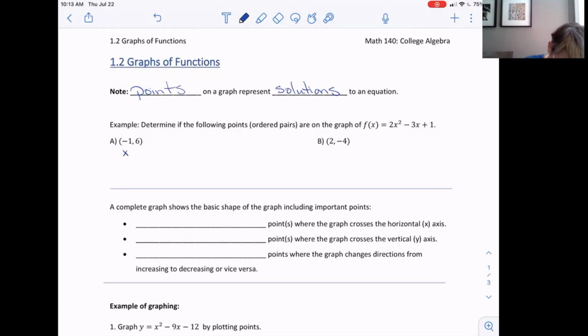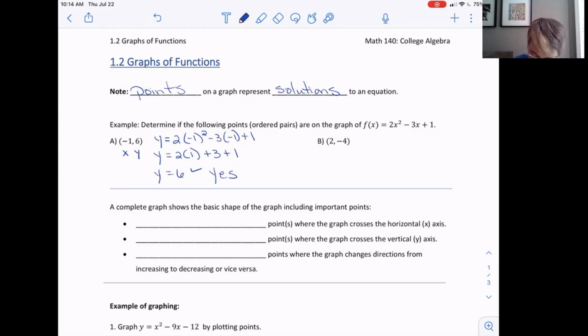If -1 is our x and 6 is our y, then when we plug in a -1 into our equation, we should get 6 as a result. And we do, in fact, get the answer 6. So when we plug in -1, we get 6 as our output. So yes, this point is on the graph of that equation.